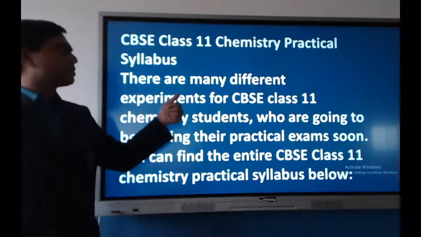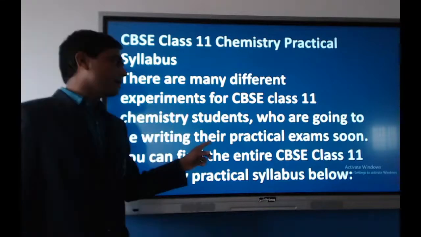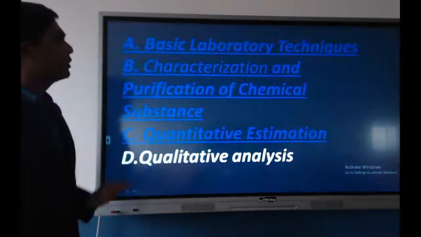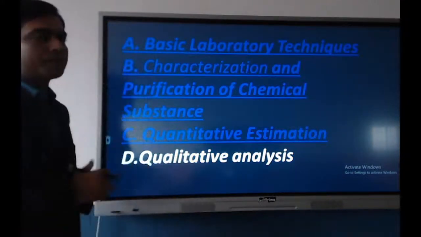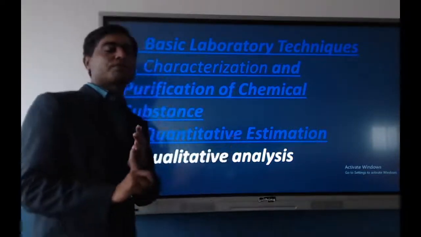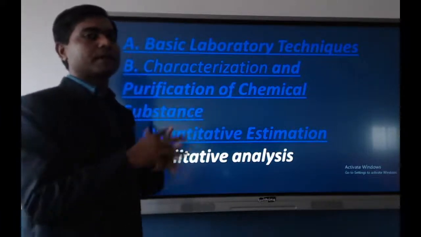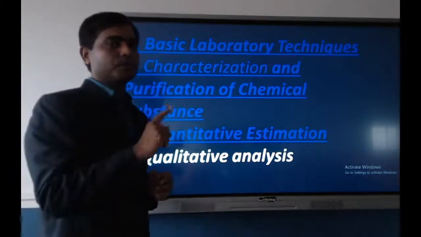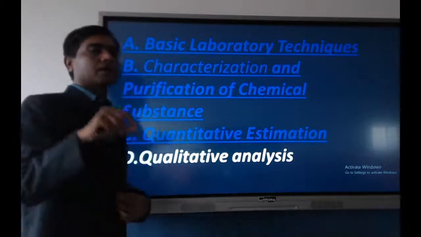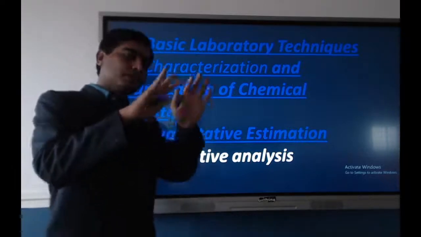There are many different experiments for CBSE class 11 chemistry students who are going to be writing their practical exam soon. You can find the entire CBSE class 11 chemistry practical syllabus below. I have not made the entire syllabus, only some of the experiments, and I will tell the rest orally also. When you come to the chemistry lab, first of all, you are new to the lab, so you should be introduced to the apparatus present in the chemistry laboratory, starting from the test tube. What is a test tube? What is its function? Conical flask, beaker, glass rod, and burner used for heating purposes. We will learn about that in one or two experiments.